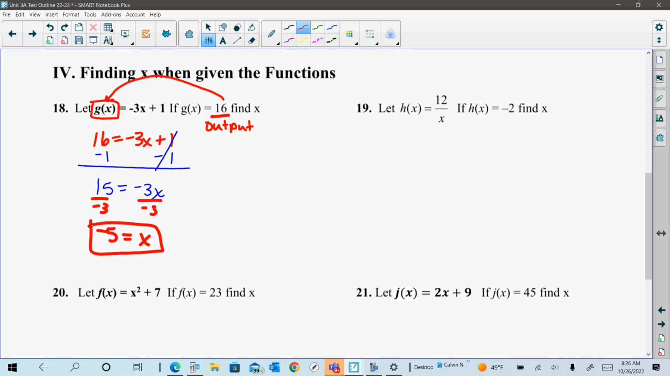So if h of x equals negative 2, this negative 2 gets plugged back into h of x, and we're going to solve it for x. So negative 2 equals 12 over x. If you want, you can change this into a proportion and cross multiply, or you can do the inverse. If I cross multiply here, I get negative 2x equals 12, and now I can solve for x.